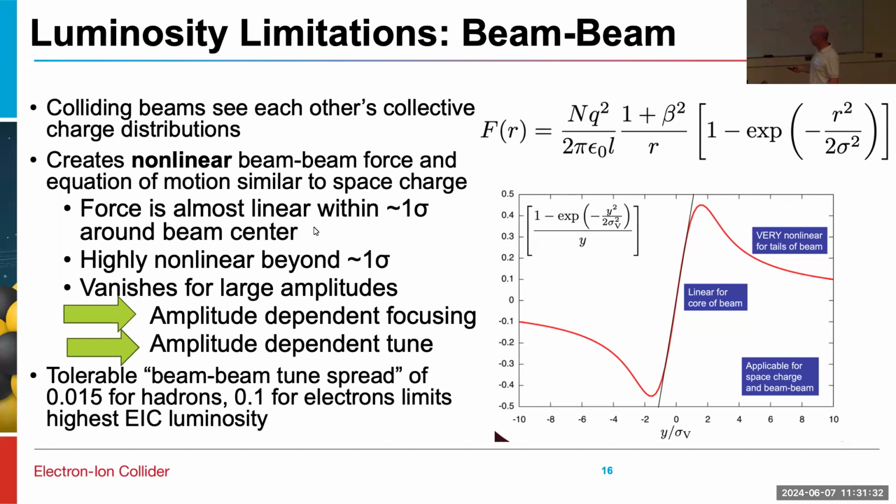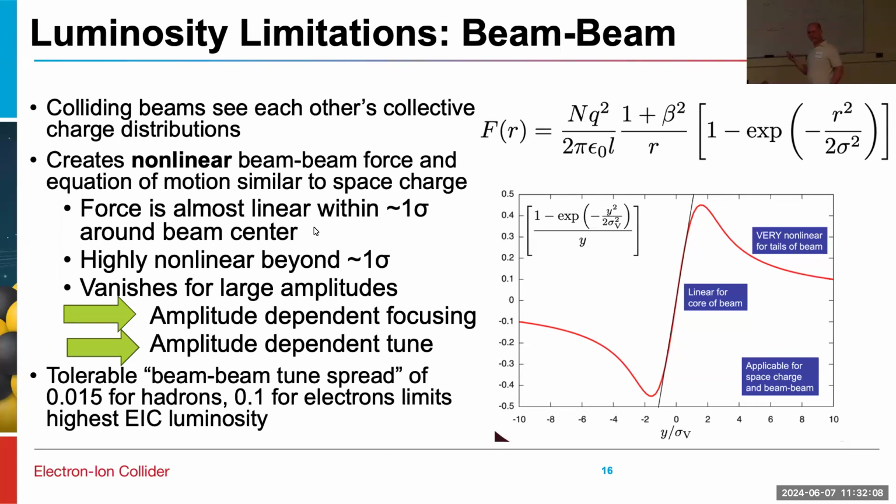So in the center of the beam for small amplitudes, you have a linear force here, and then it turns around at very large amplitudes. It's vanishing, of course, because you are outside the oncoming bunch. And in between, this is the interesting part where it's very highly nonlinear. And we have to take care that the particle motion in the machine is still stable with this large nonlinearity. So what happens is you have an amplitude-dependent focusing due to this force.